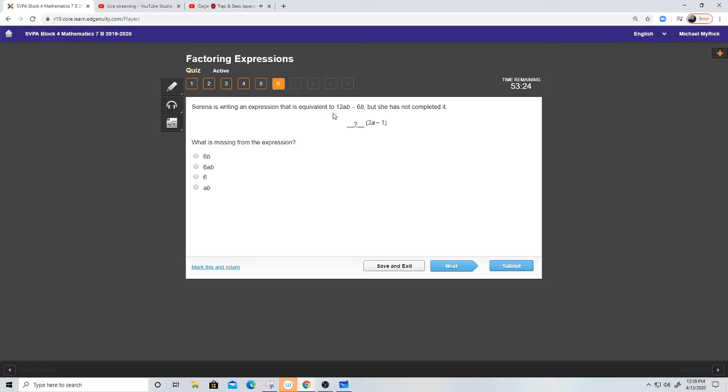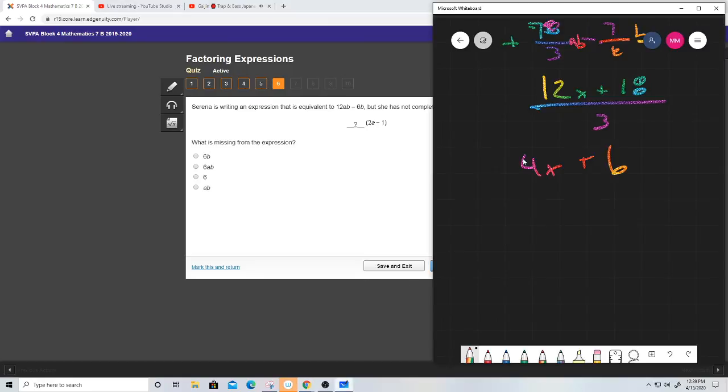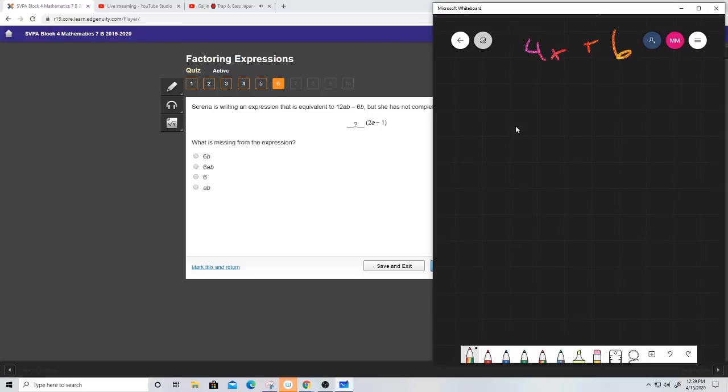Serena's writing an expression that is equivalent to 12 times a times b minus 6 times b, but she has not completed it. What is the missing expression? Well, let's see if we can do this and catch where she kind of stopped. But just more tricks to get us to do the work. Again, I noticed a b, I noticed that this 6 can divide this 12, so what's coming out of this whole thing... All right, I'm not going to bring the negative out because their negative symbol is still there, so let me fix my correction.